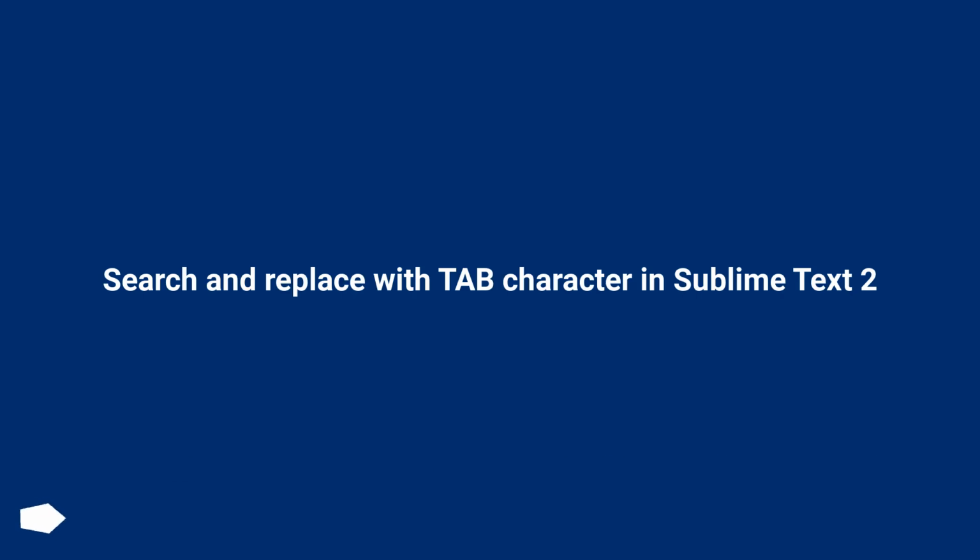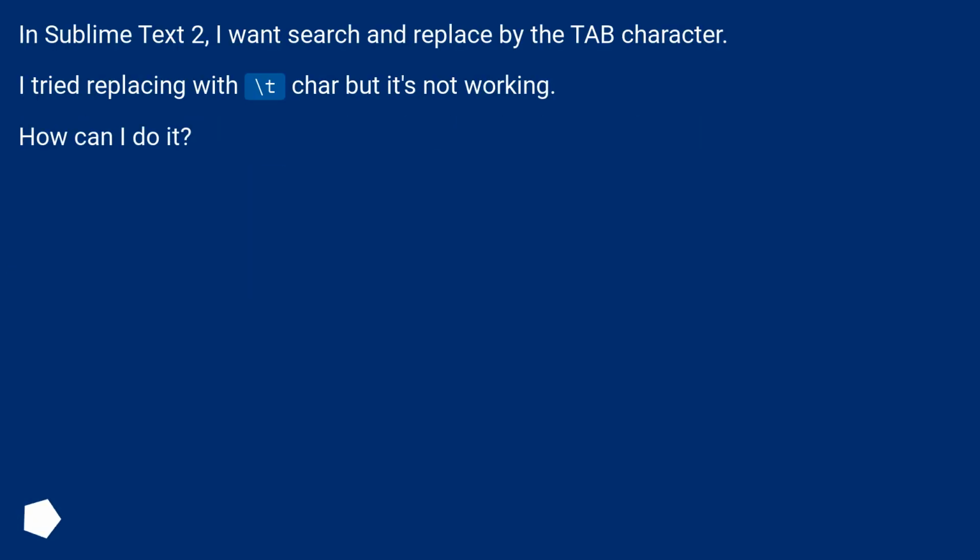Search and replace with tab character in Sublime Text 2. In Sublime Text 2, I want to search and replace by the tab character. I tried replacing with \t char but it's not working. How can I do it?